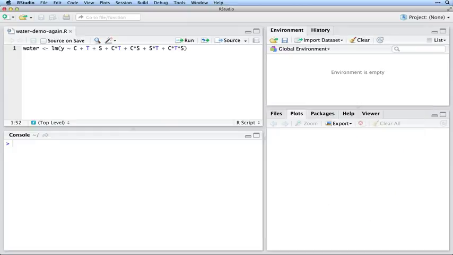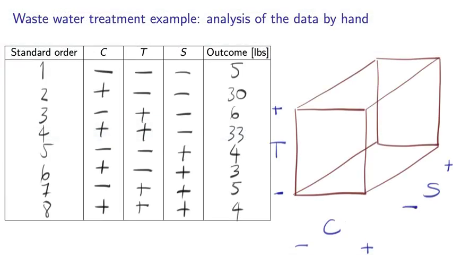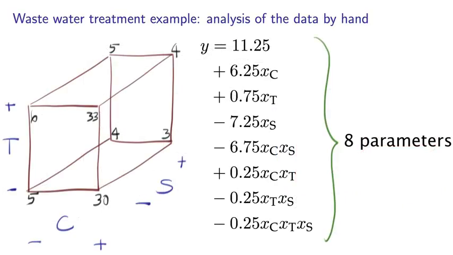We also have several two-factor interactions, C times T, C times S, and S times T. And there's also a three-factor interaction, C times T times S. In the water treatment example, recall that we had 8 experiments required for this system. We learned that we will always require at least as many experiments as there are parameters being estimated. For example, in the popcorn video, we had 4 parameters and 4 experiments. In this example, we have 8 experiments, so we're able to estimate 8 parameters.